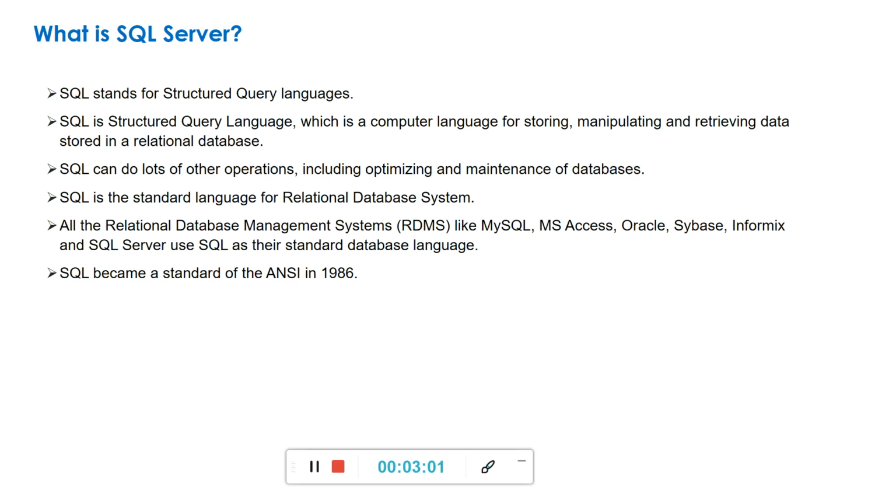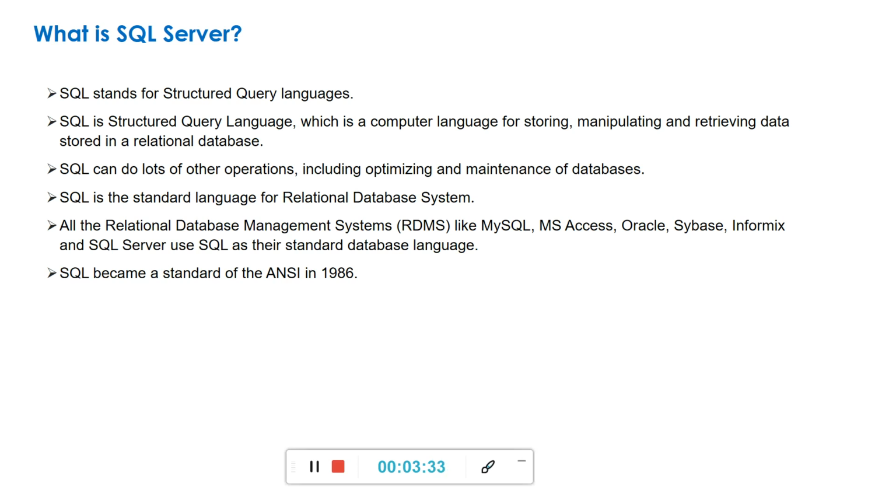All the relational database management systems like MySQL, MS Access, Oracle, Sybase, Informix, and SQL Server use SQL as their standard database language. So we have standard database systems. We have RDBMS systems, and any other type of database follows the RDBMS systems.